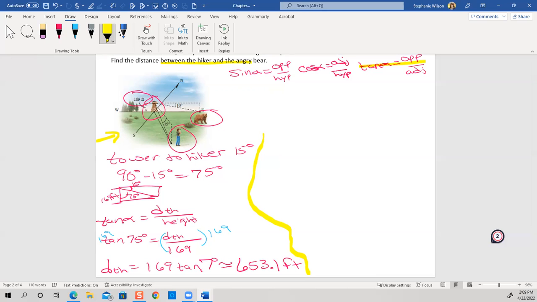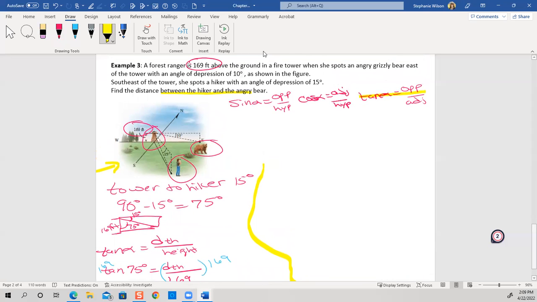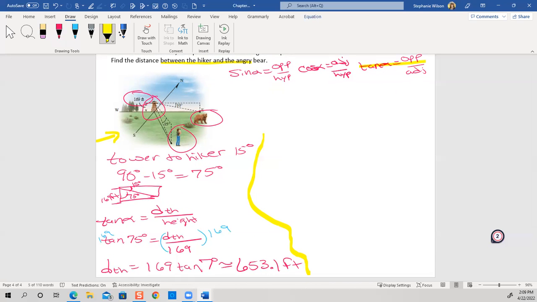So we know the distance from the tire to the hiker is 653.1 feet. Now we're going to calculate the distance from the tire to the bear. Notice the difference between finding this distance and finding the distance between the tire and the hiker is the angle of depression of 10 degrees instead of the 15, okay? It was given to us here when you read the application problem. So let's look at it.